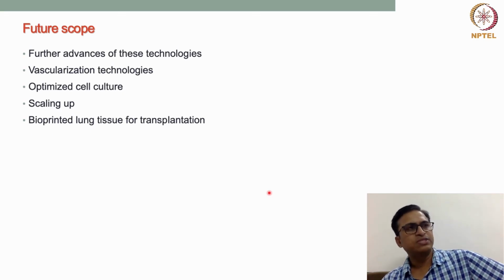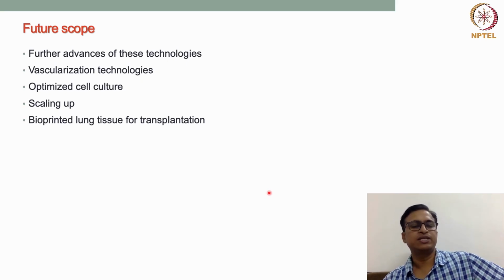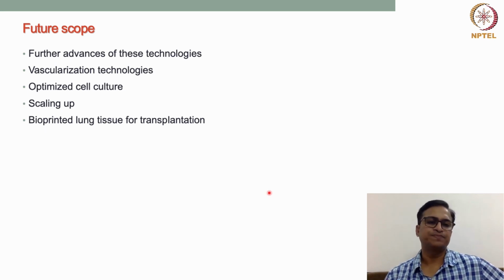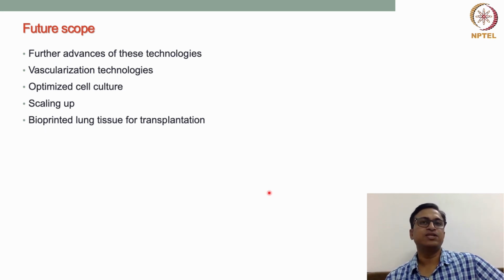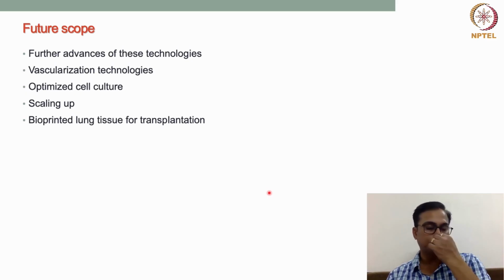As we have discussed various vascularization strategies, probably some of these strategies can be implemented to generate this vascularized tissue structure. Other thing is cell culture has to be optimized. As we have seen, when the cells are plated or seeded, they cannot form an ordered structure. But when the cells are bioprinted, they can form ordered structures. So probably we need to come up with better cell culture techniques to optimize this.